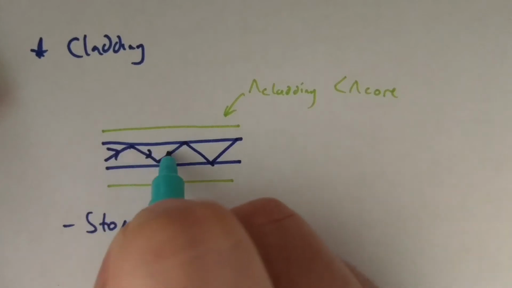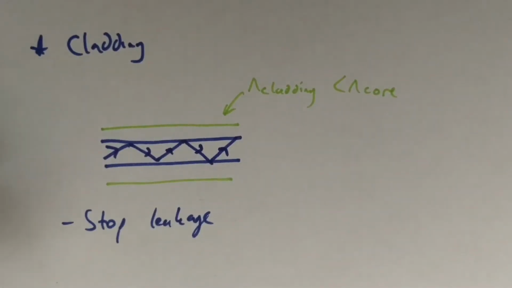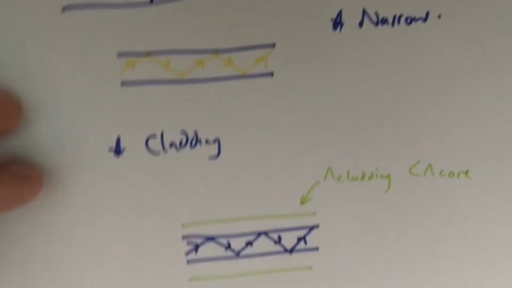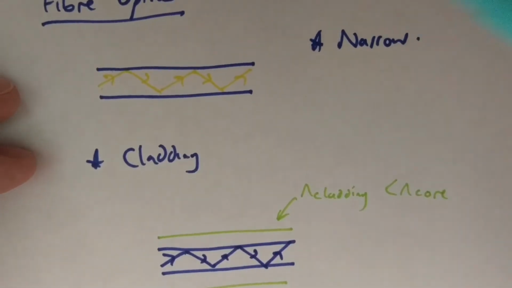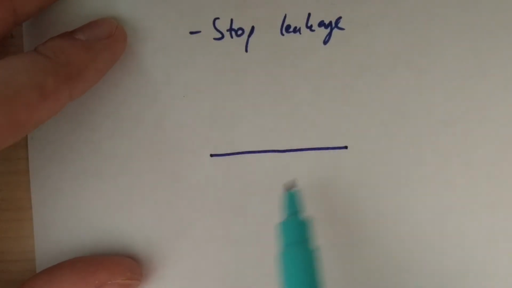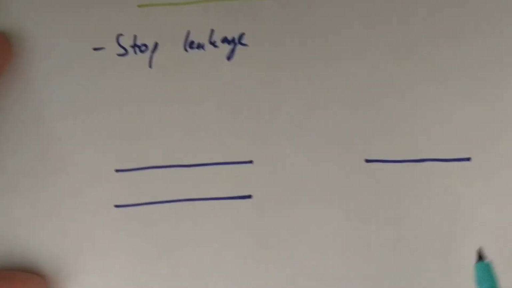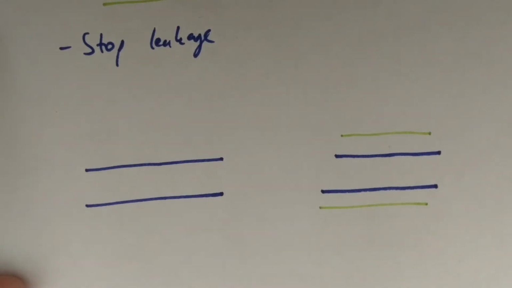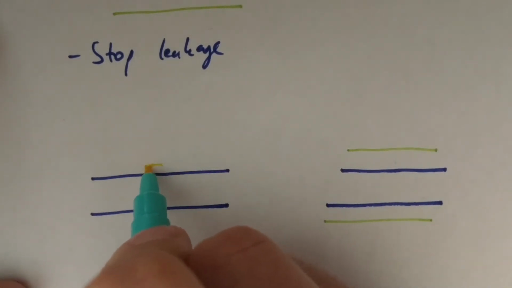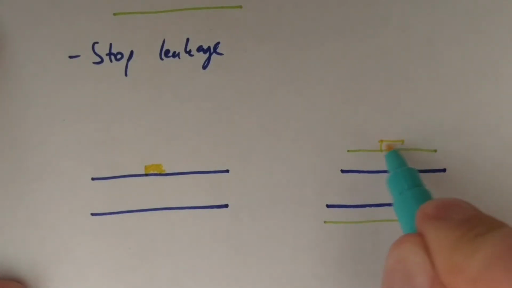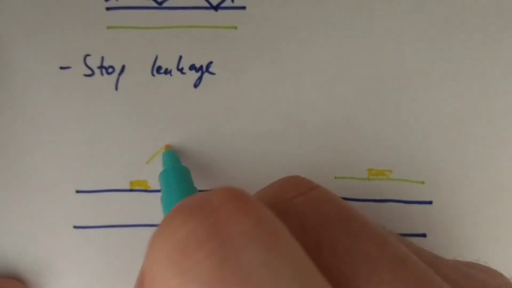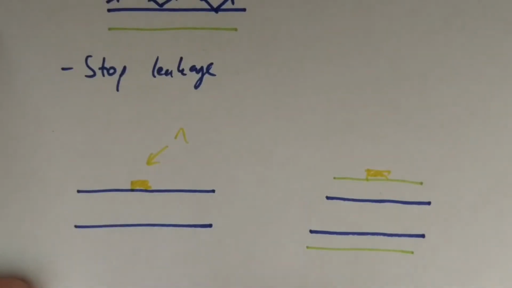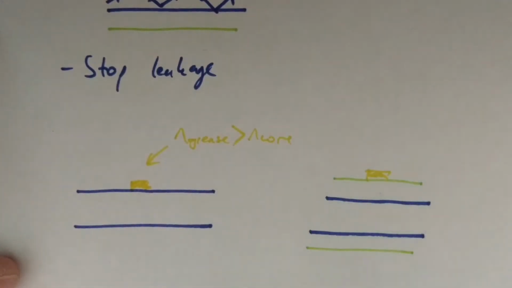The reason it stops leakage isn't actually as straightforward as it seems, because theoretically they should have a very similar performance whether you have cladding or whether you don't have the cladding. But the reason we have it is because we live in an imperfect world, and we don't have situations that mirror lab conditions. So we've got our two fibre optic cables, one with the cladding, one without. And we're going to have some contamination on the outside of our fibre optic. And this is going to be grease, and the refractive index of this grease is going to be greater than the core.